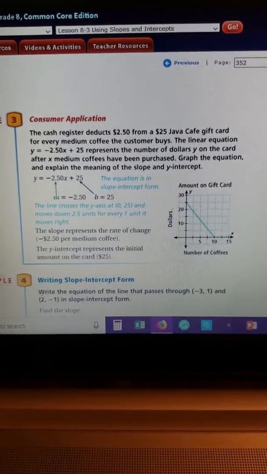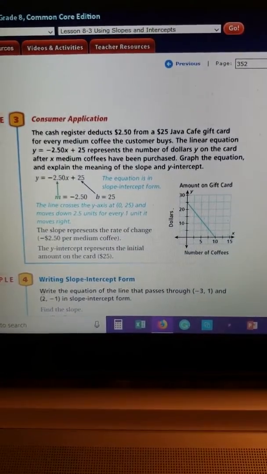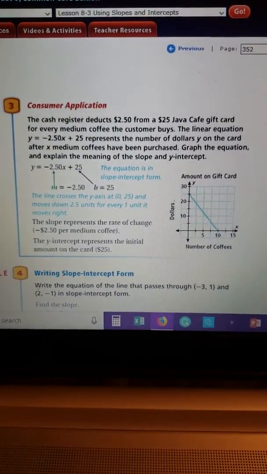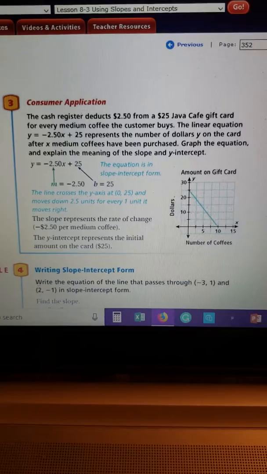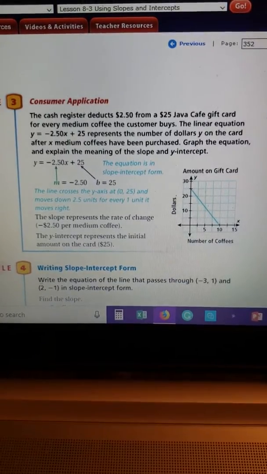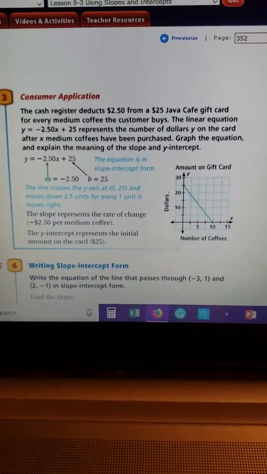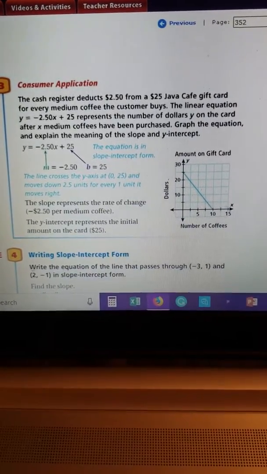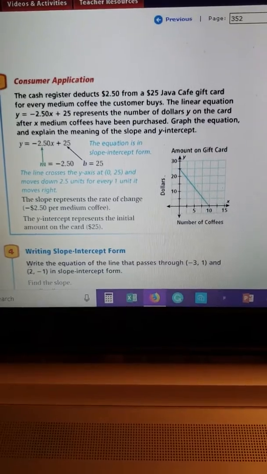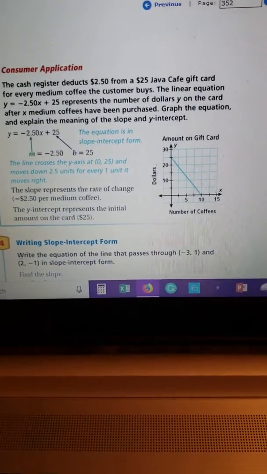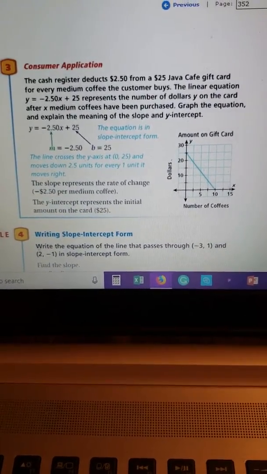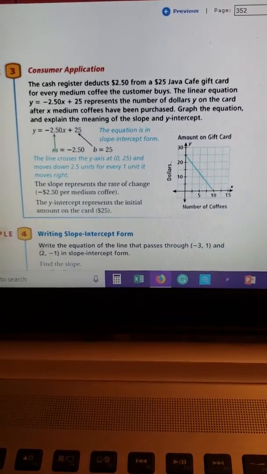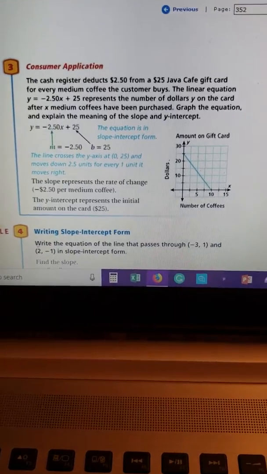Okay, here comes section 8.3, example 3. This is applying it. So here in this problem, you have a cash register that deducts $2.50 from a $25 Java gift card for every medium coffee the customer buys. The linear equation is given there for you: y equals negative 2.50x plus 25, where y represents the number of dollars on the card after x medium coffees have been purchased. So now you've got to graph it and explain the meaning of the slope and the y-intercept.